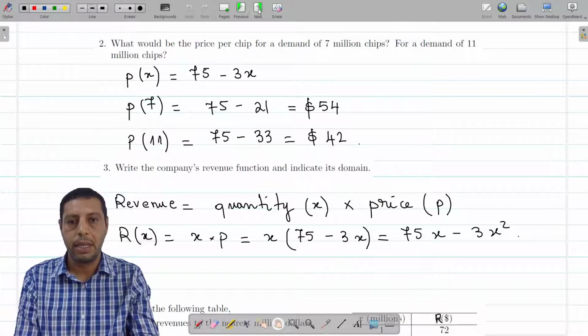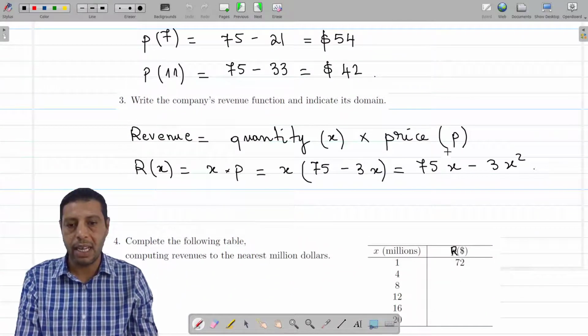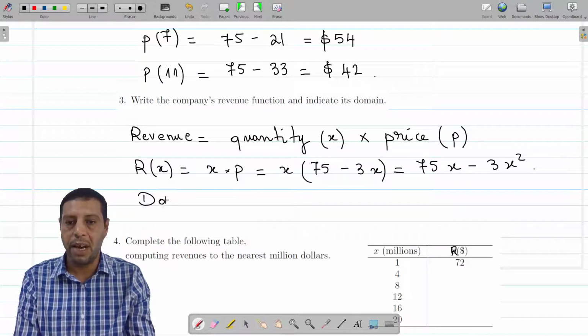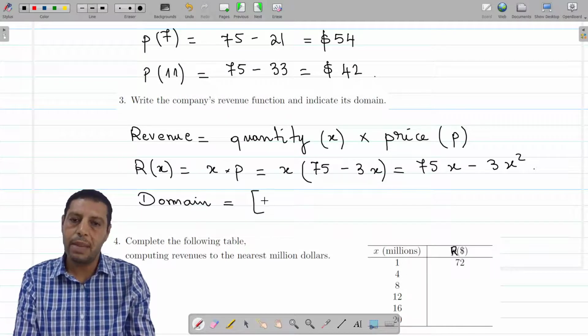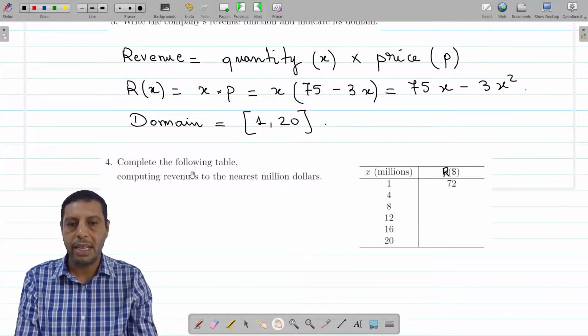So let's write that our domain here is not R. We have a polynomial function, but the domain is not R because we are in an application, and it's a little bit different. So the domain will keep the same domain as the price-demand equation. So it's the closed interval [1, 20]. Now the next question is: complete the following table computing revenues to the nearest $1 million.